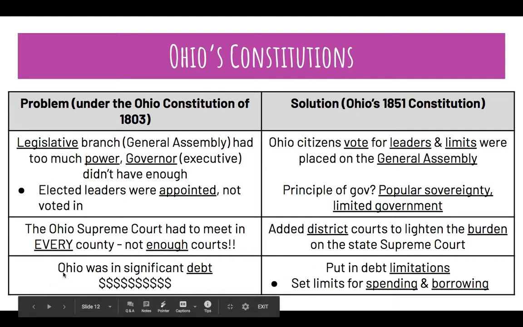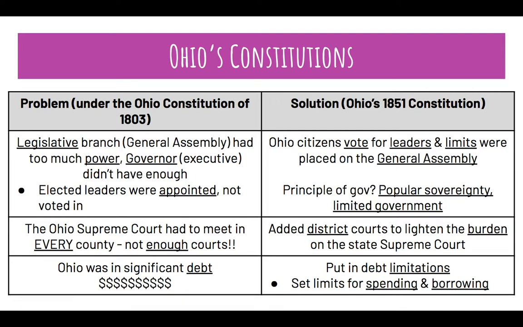And then finally, Ohio was in significant debt under the first Constitution, like a lot of debt. So in the 1851 Constitution, debt limitations were put into place, and there were also limits put into place for state spending and borrowing that had not been put into place before. That was a way to try and fix that debt and get us out of that hole that we had put ourselves in.